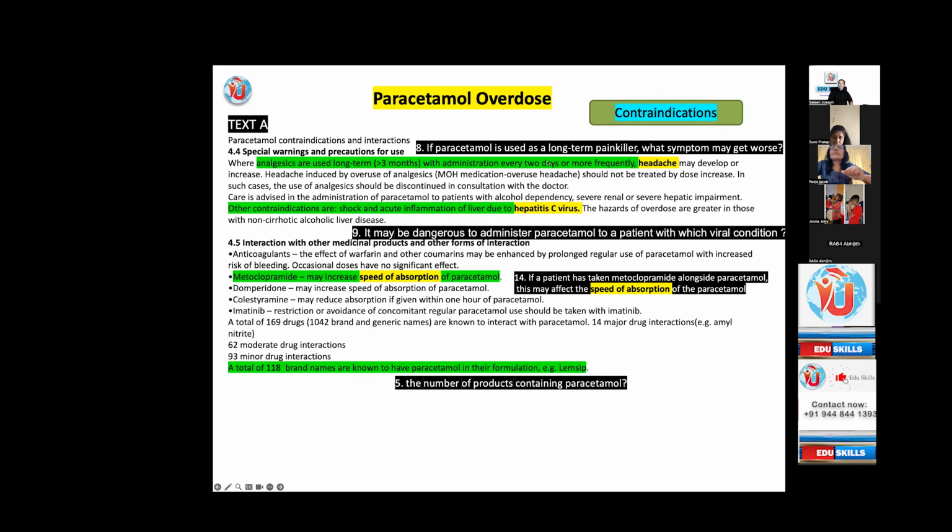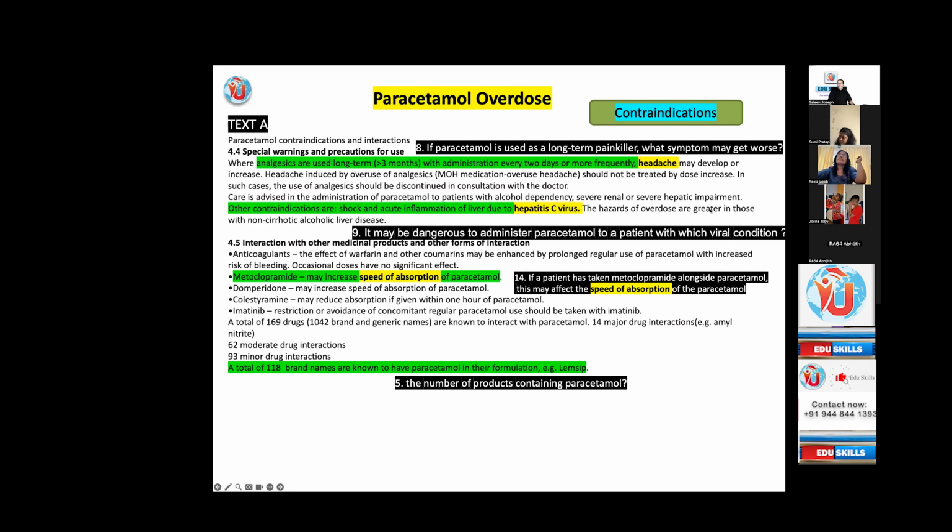See, again, I have highlighted the question statements and the answer statements. See, question number 8: if paracetamol is used as a long-term painkiller, what symptom may get worse? Analgesics are used long-term, more than 3 months, with administration every 2 days or more frequently. Headache may develop. Okay, develop or increase.